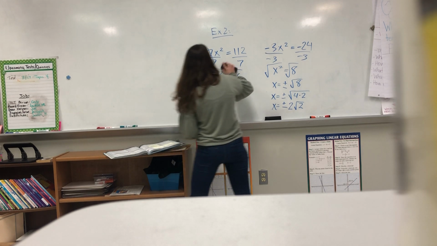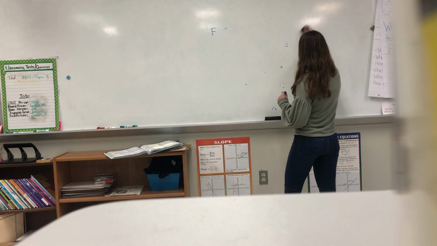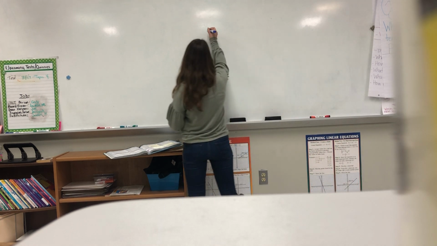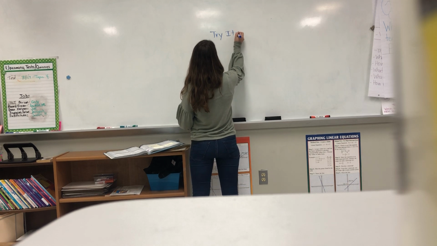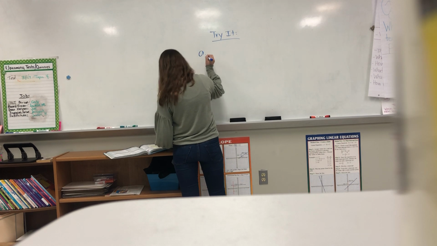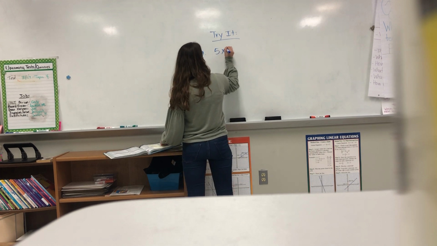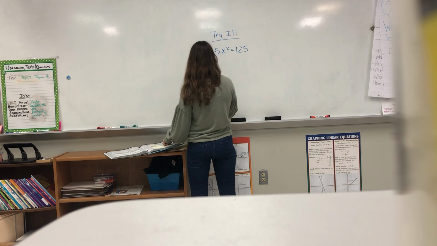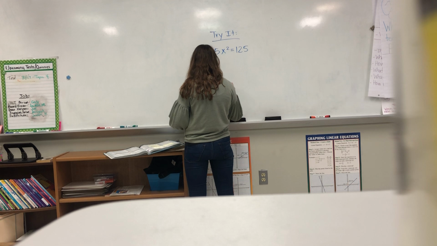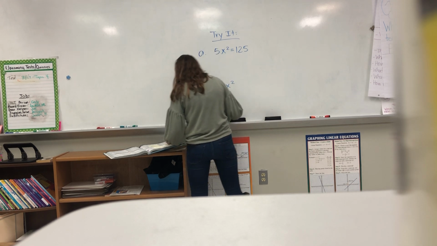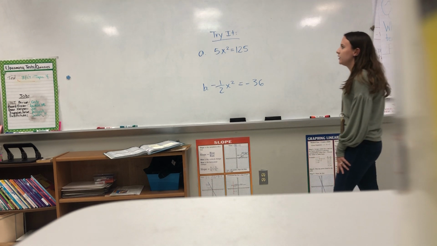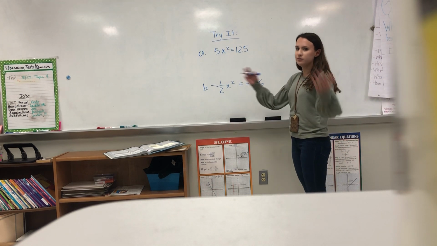Okay, now you're going to do 2 triads. The first triad is 5x squared equals 125. And the next triad is negative 1/2 x squared equals negative 36. Okay, pause the video, do them on your own, come back.